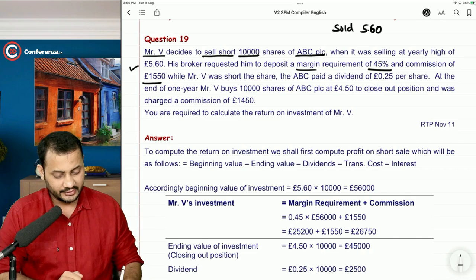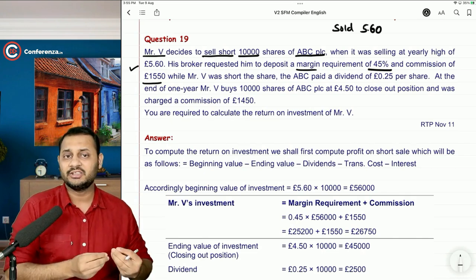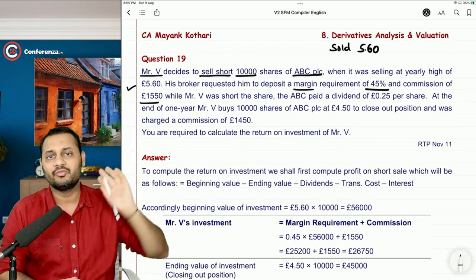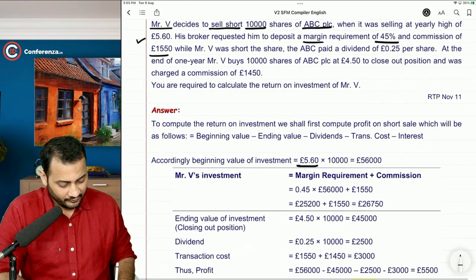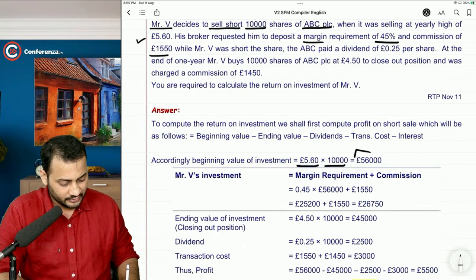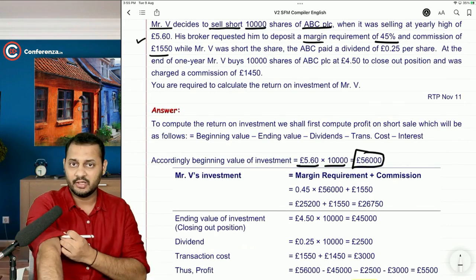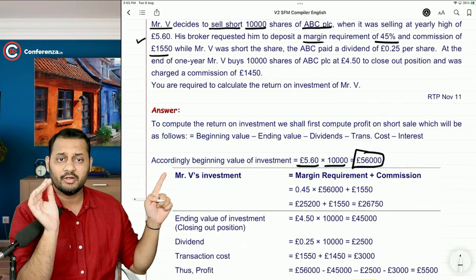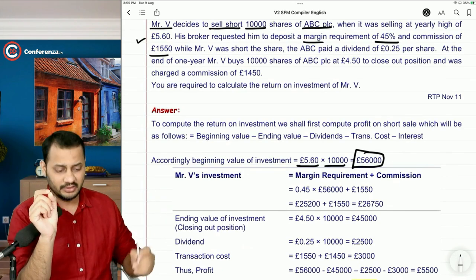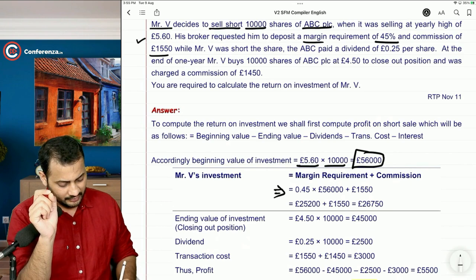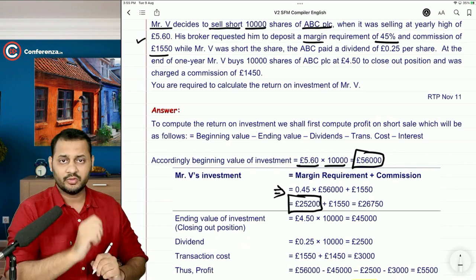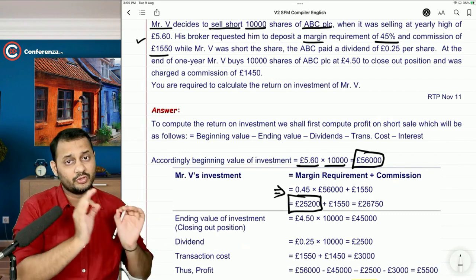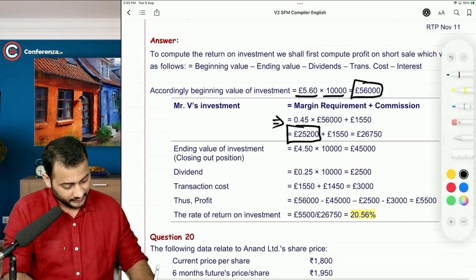This is the deposit. How to calculate the margin? It's very simple. 5.60 multiplied by 10,000 into 45%. 5.60 multiplied by 10,000 becomes 56,000 pound. That is the total contract value. But on that, 45% will be the margin requirement. So the margin requirement is 25,200, which you will be paying. That is just a deposit, but also a cash outflow. See, I will tell you.